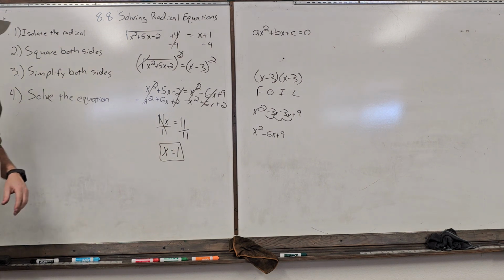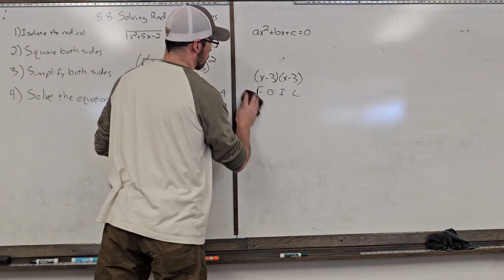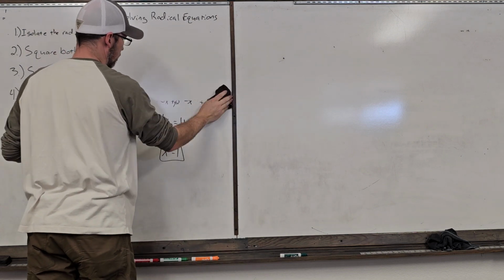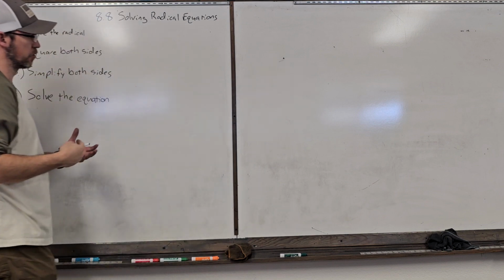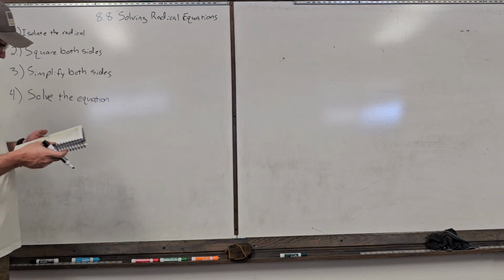Alright, so let's look at one that does that. This is nothing new. The fact that we're about to do the quadratic, the only new thing is that I need to isolate the radical, square both sides, and then it looks like anything I've already done.